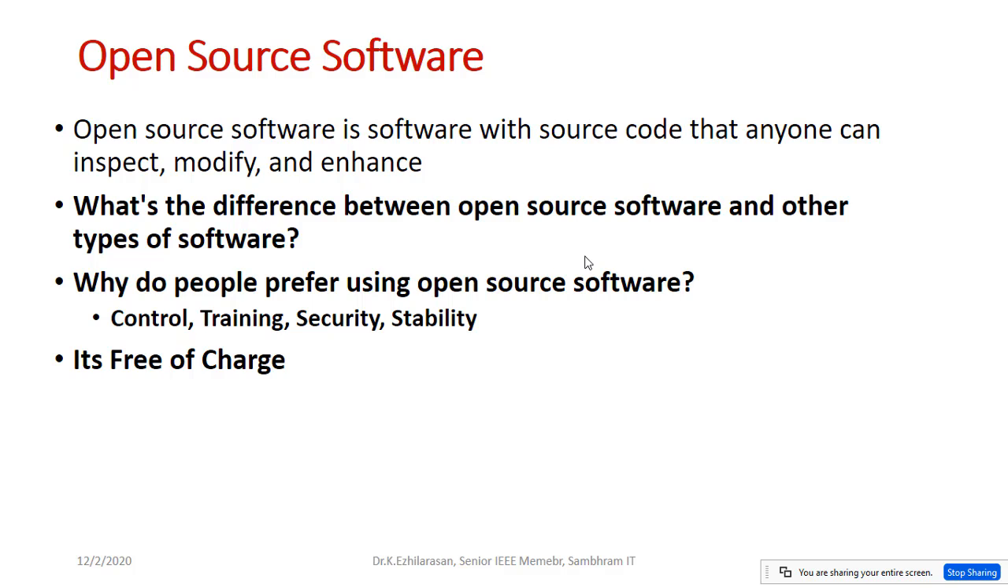Why are people preferring open source software? Because it is in the control of the person who is using it. Then we can give more and more training, because nowadays many students can do internships on open source software at IIT Bombay or any other reputed institution. They are conducting FOSS, free open source software, and they are calling internships. You can work on that also. They are giving the training also. So as I said, the security will be more in that. Then the stability also will be there. As I said initially, it is free of charge.